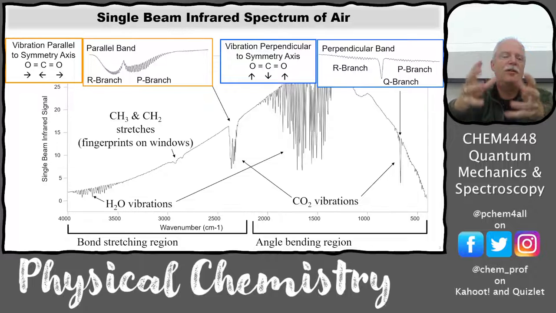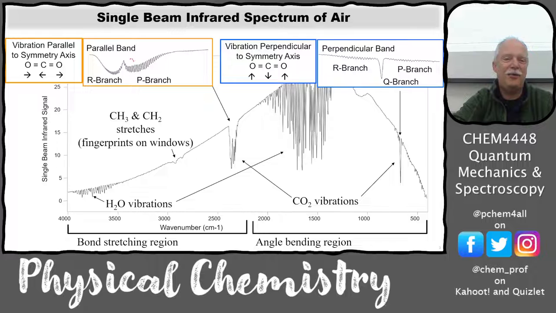There's no rotational motion at all in that vibration. And so we don't have a Q branch, but we do have a P and an R branch. And again, we'll explain what those P and R branches are. But notice how pretty that is. I mean, it's just a nice little regular pattern of bumps. And every one of those little bumps is a different rotational transition.